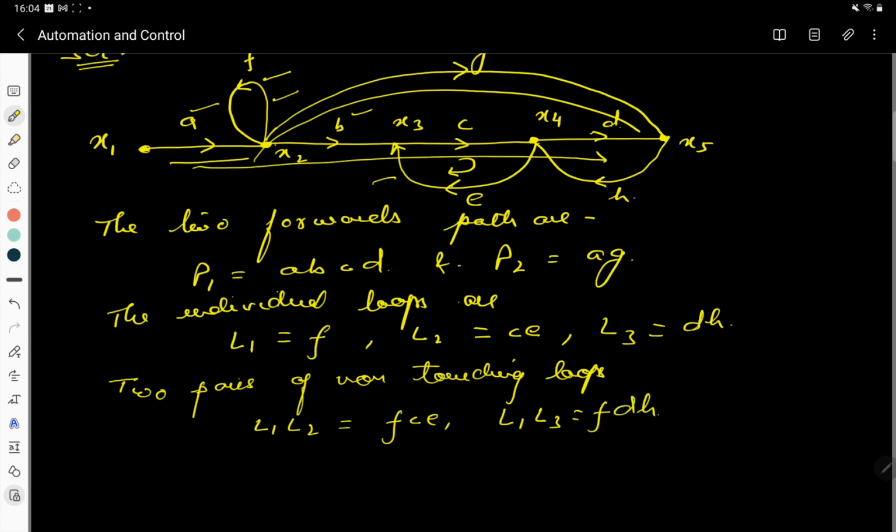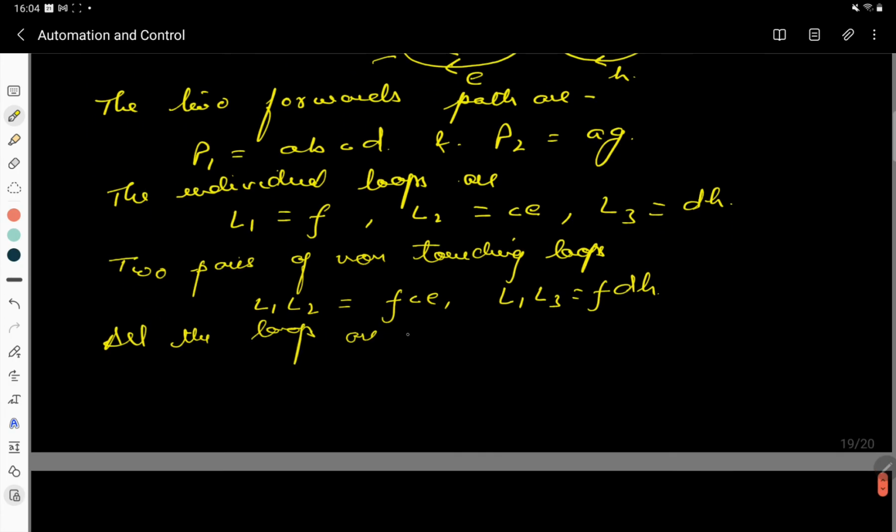Now all the loops are touching the forward path P1, as you can see over here. So therefore the path factor delta 1 should be 1.